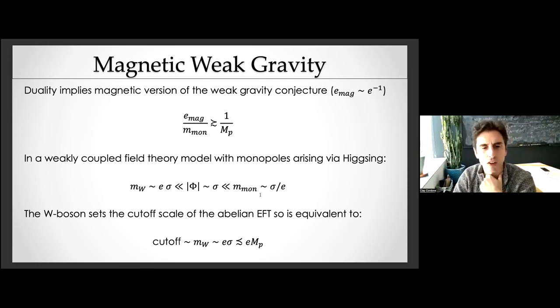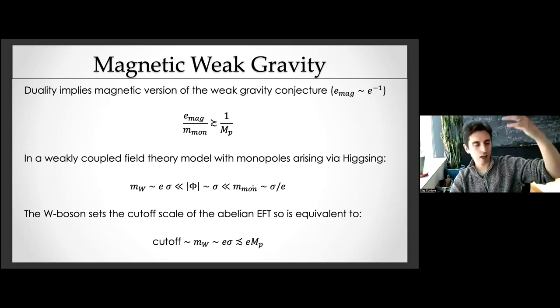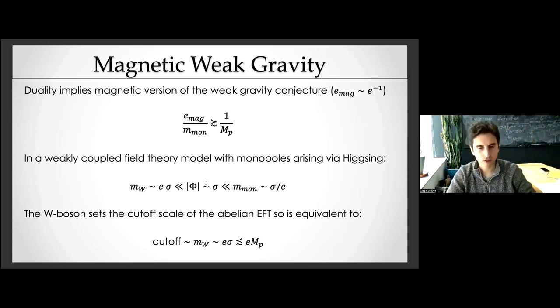And okay, so there are various scales in the game here. So there's the W boson, M_W, which has mass E times sigma, and sigma here is the VEV of phi. And at weak coupling, E times sigma is much less than sigma. And then there's the monopole mass, which is sigma over E. So in this problem, if we embed a U1 gauge theory inside a non-abelian gauge theory, you could think SU(2), you have this hierarchy of scales to discuss.